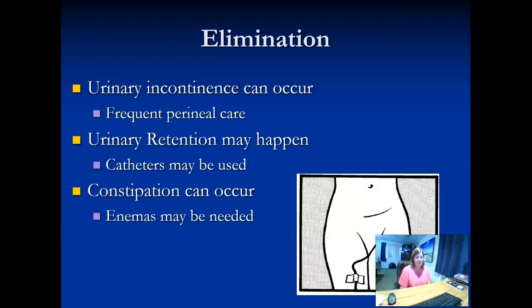And urinary retention, their body may actually start holding on to the urine, so then they would also need a urinary catheter. Constipation, again, if they're not active, and they're not drinking much, they can get constipated, so they might need an enema or something to relieve that constipation. Plus, if we give them a lot of narcotics for pain management and pain control, narcotics tend to cause constipation.